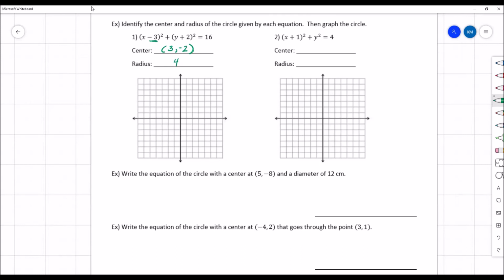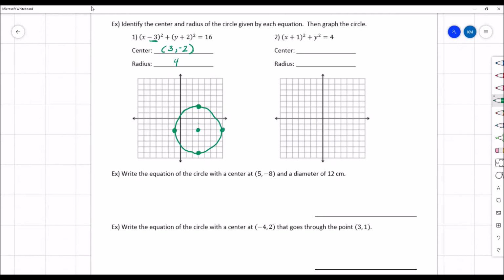We have a point at (3, negative 2) and a radius of 4, so I'll just do it the easy way. Count up vertically: 1, 2, 3, 4. Count down: 1, 2, 3, 4. To the right, 1, 2, 3, 4. And to the left, 1, 2, 3, 4. Then my circle, I'll try to make it a circle, touches those points. And that's how we graph the equation of our circle.